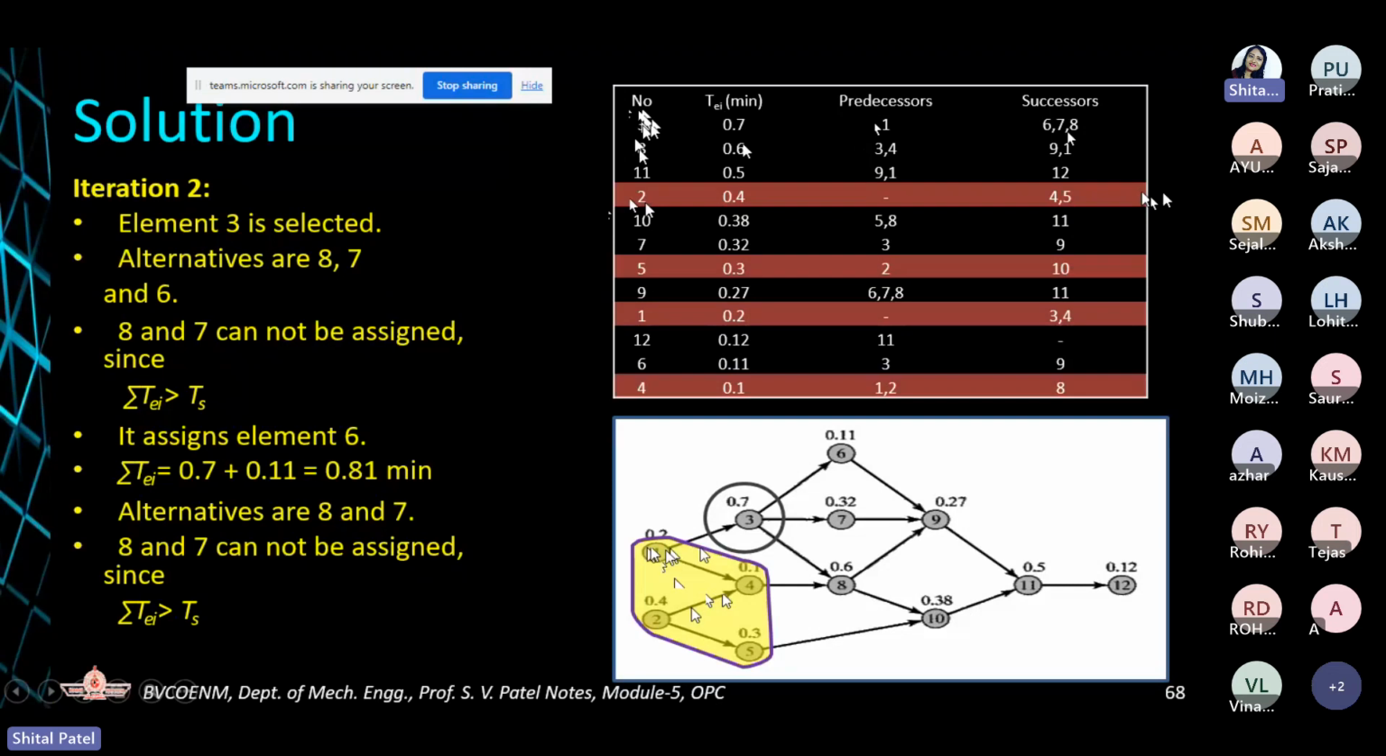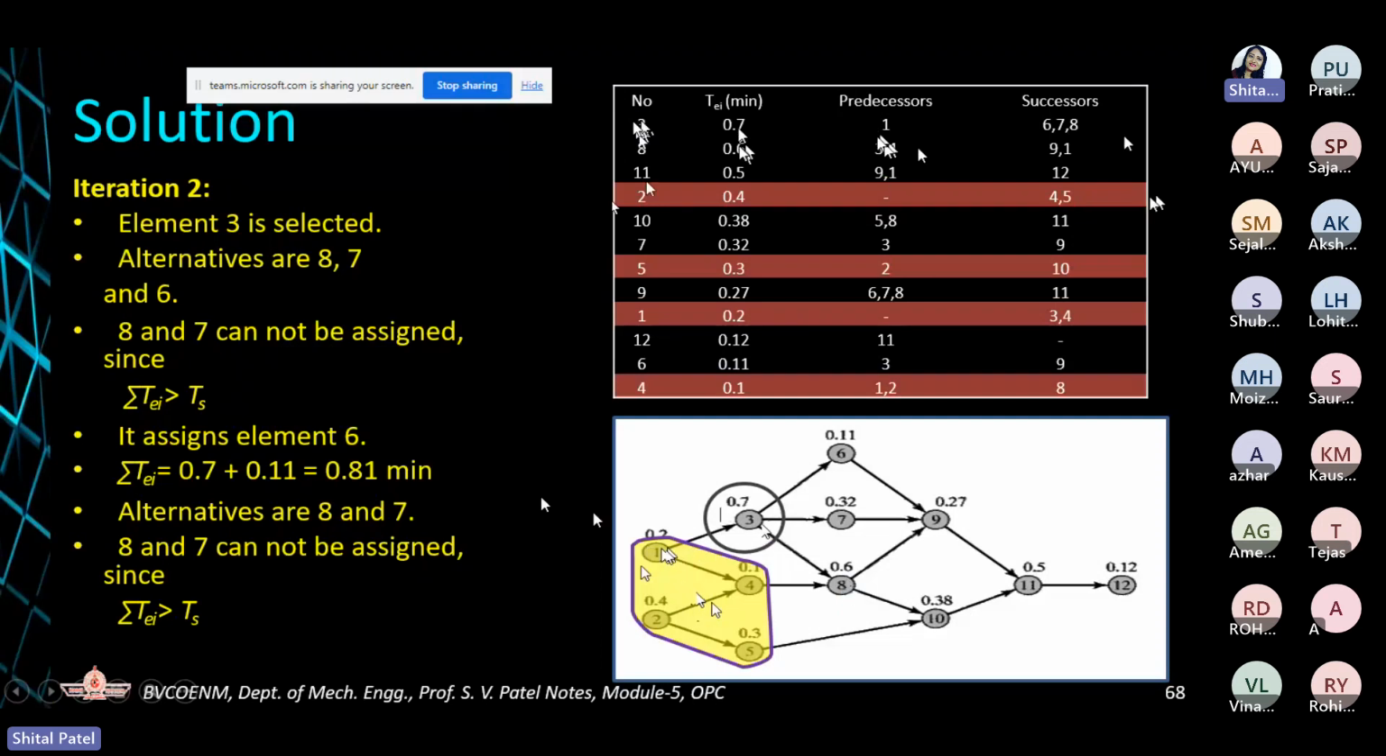Is it possible? No, 3 and 4 both have to be completed. Can we go ahead with activity number 8 in our second workstation? Say yes or no. The cycle time is becoming too high, 0.7 and 0.6. So here, very good. We have a limitation of cycle time of 1 minute only. If we add this, it is not possible for us to allocate the eighth activity in workstation number 2.